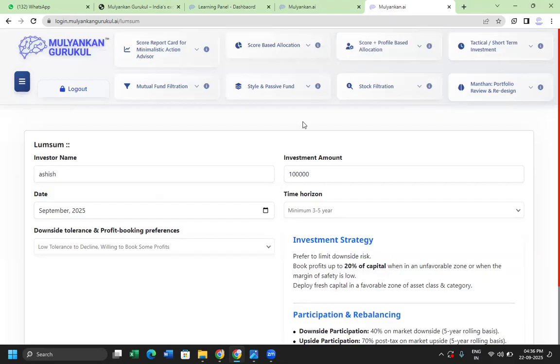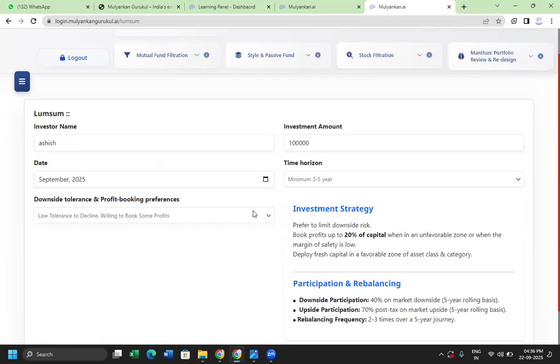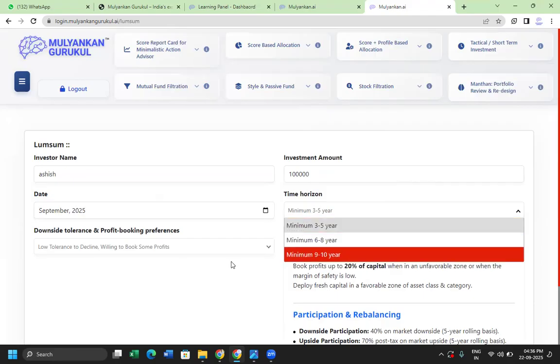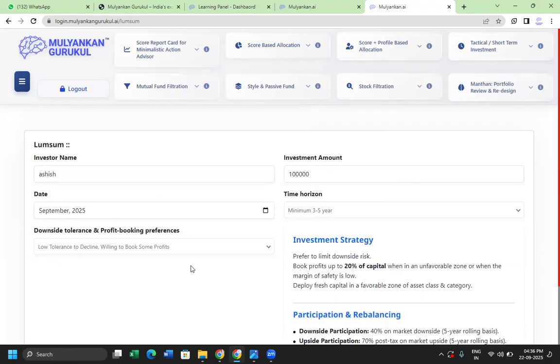But it is just saying mid, small, multi cap or large cap, right? So how does it distinguish between one investor and another? What is the investor's time horizon? What is the risk appetite? What is the tolerance to decline? All of this has to be selected by you. You have to decide what the distinguishing factor is.